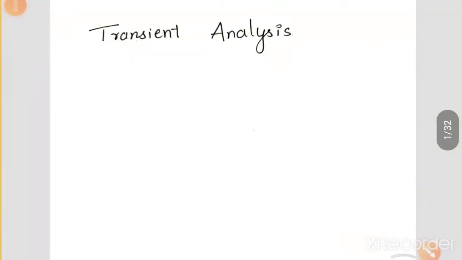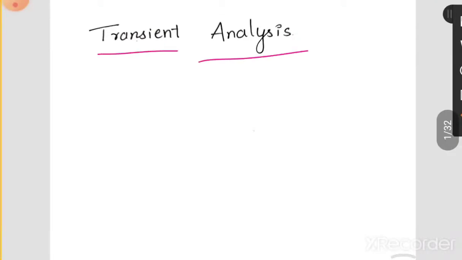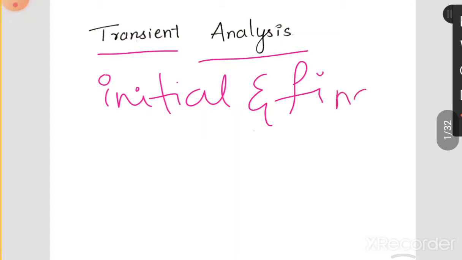Today we are going to discuss transient analysis. This is mainly for the fault clearance, during the fault clearance. In this transient analysis we are going to study initial and final conditions. What do we mean by initial and final conditions, and why do we need to study them? There are many reasons for studying this.